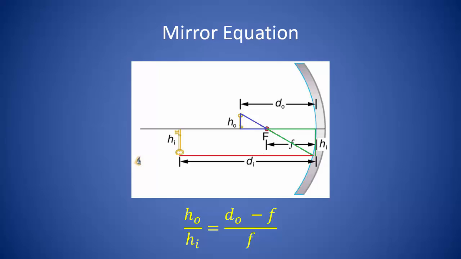In this case, the distance of the bottom triangle is the focal length, and the distance for the top triangle is the object distance minus the focal length. So the ratio of the object height to the image height is equal to the object distance minus the focal length, divided by the focal length.